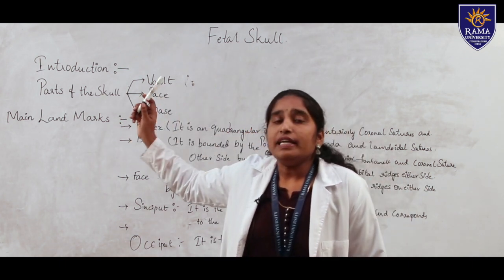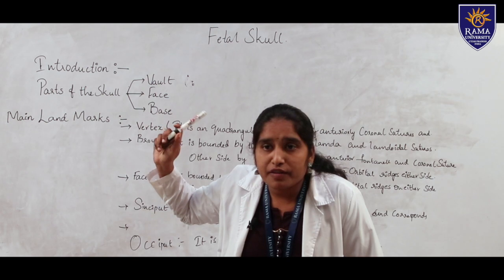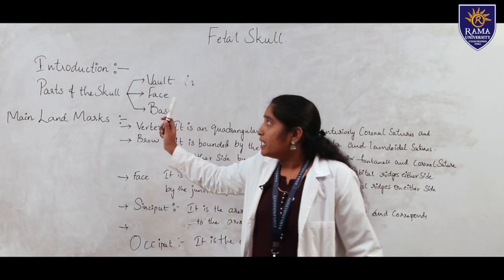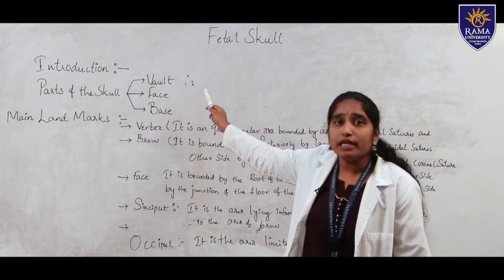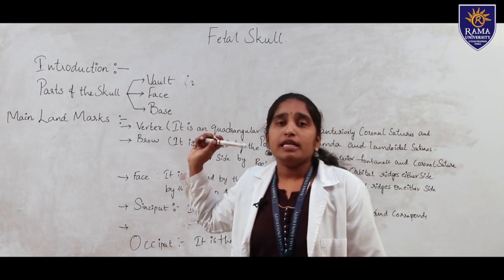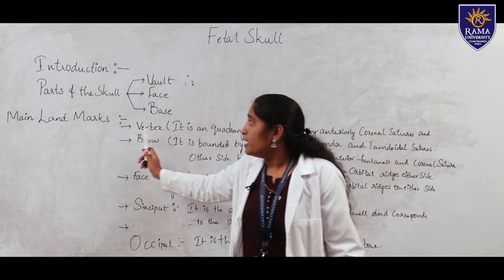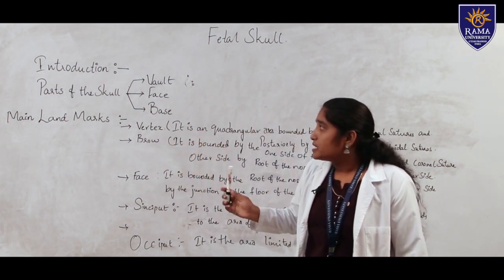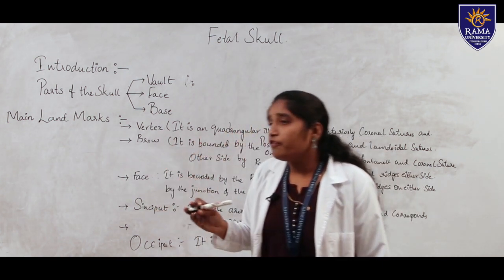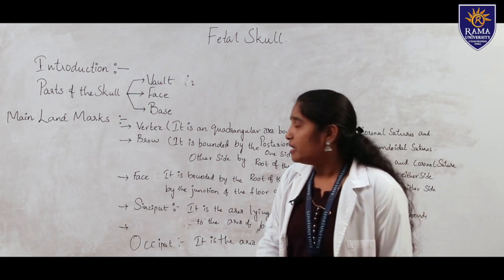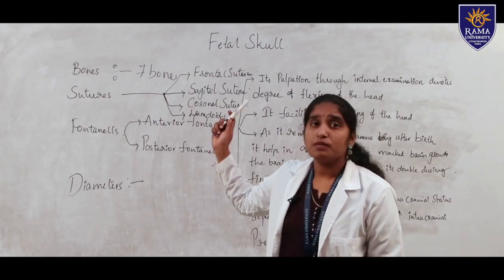The fetal head is large in relationship with the body compared with adults, and the fetal skull has mainly three parts: vault, face and base. The main landmarks of the fetal skull are the vertex, brow, face, sinciput and occiput. Next is the bones.